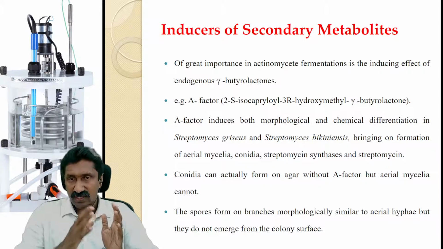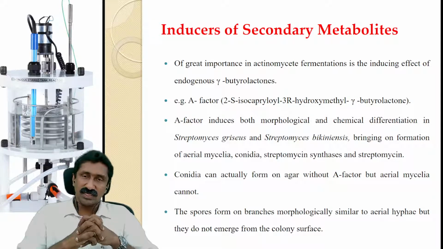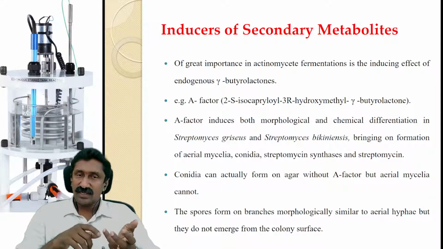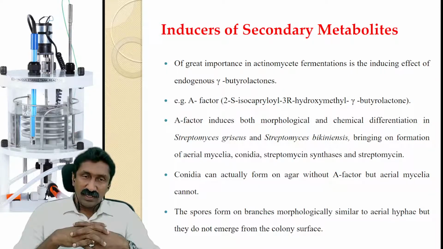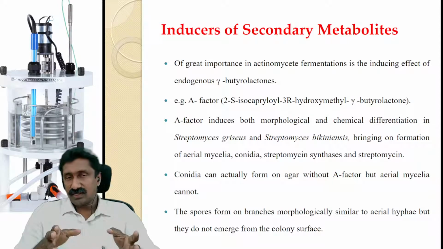So morphological and chemical differentiation of Streptomyces griseus and Streptomyces bikinensis is occurring, and that results in the production of aerial mycelia, conidia, streptomycin synthase enzyme and streptomycin. Okay. Conidia can actually form on agar without A factor, but aerial mycelia cannot.